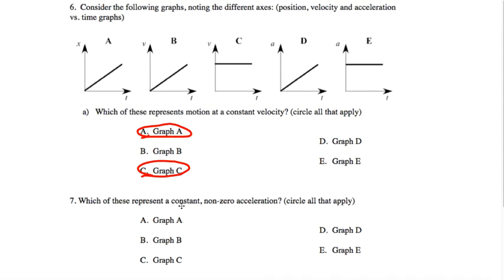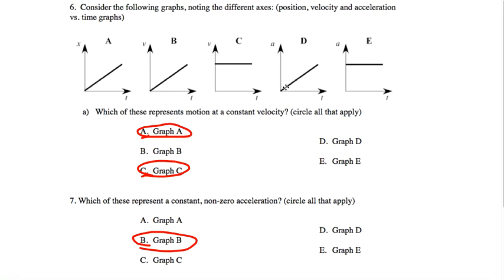7. Which one represents a constant non-zero acceleration? Okay, so if something's going a constant speed, like we said on A and C, it can't have a non-zero acceleration. So we know those two are not going to be it. So let's look at graph B. Graph B, speed is increasing at a constant rate. There's a slope to our velocity graph. That's telling me that there's a nice constant acceleration. So I'm going to answer B on this one.